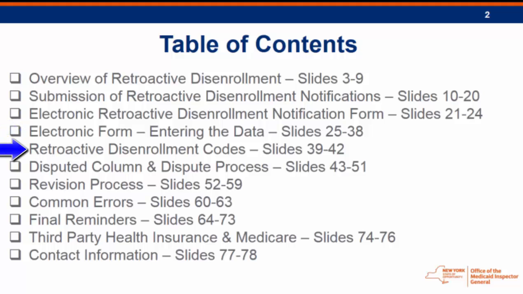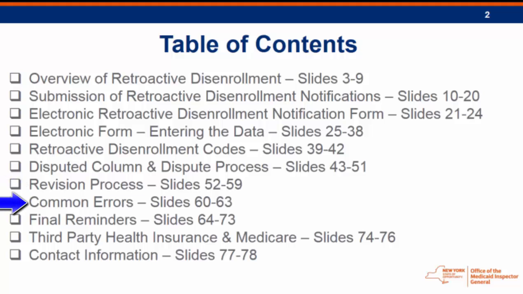Retroactive Disenrollment Codes, slides 39 through 42. This lists each of the retroactive disenrollment codes. Disputed column and dispute process, slides 43 through 51. Reviews the process for plan disputes of retroactive disenrollment notifications. Revision process, slides 52 through 59. Describes the process to revise or correct a retroactive disenrollment notification.